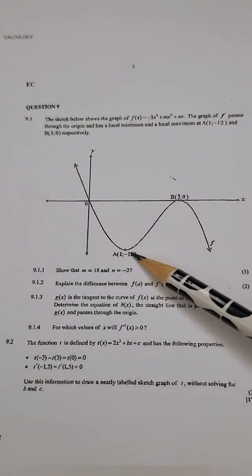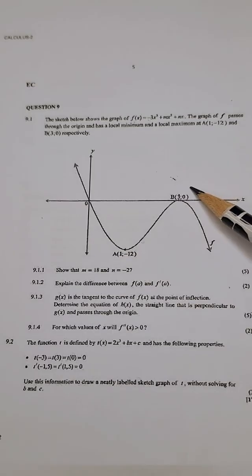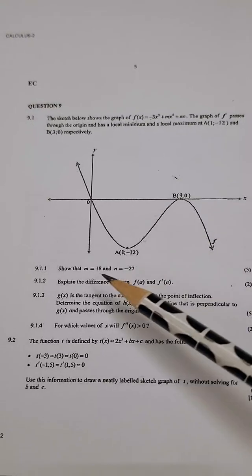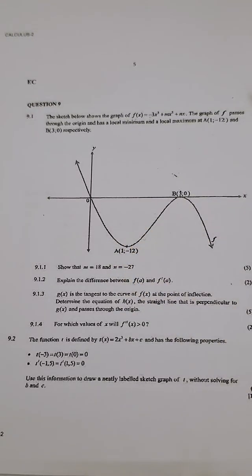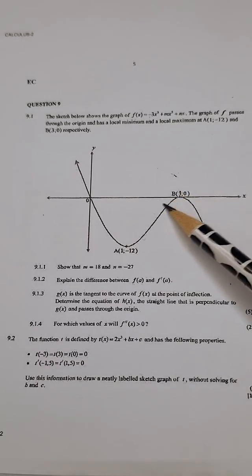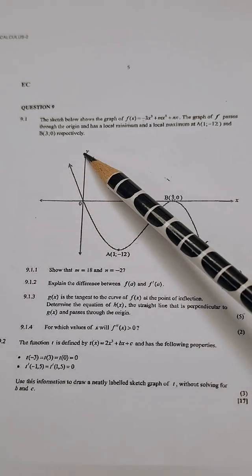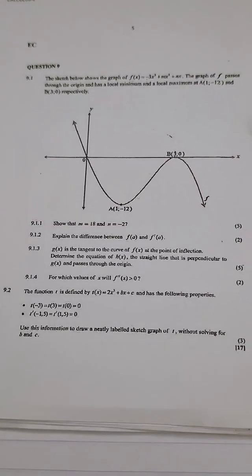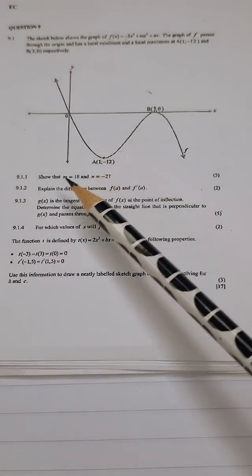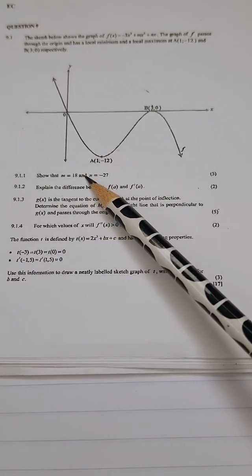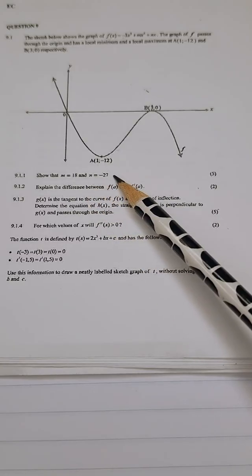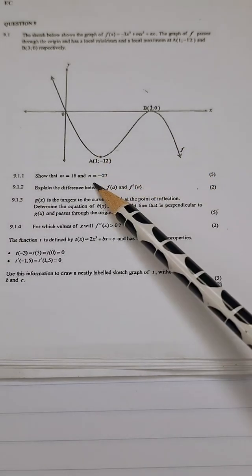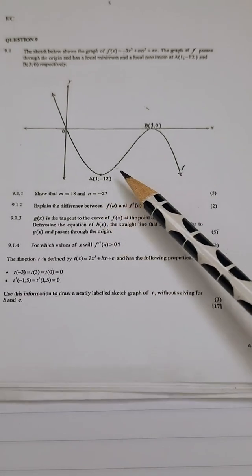By local minimum, obviously we mean this point. By local maximum, we mean this point. At 1 and negative 12 is down here, and 3 and 0 is up there, respectively. So these are the points that this function is passing through. Then the first question said, show that m is equal to 18 and n is equal to negative 27. We were actually able to successfully do that yesterday.